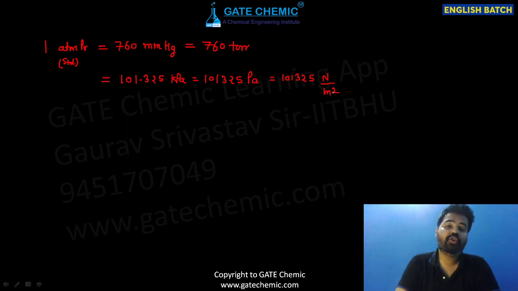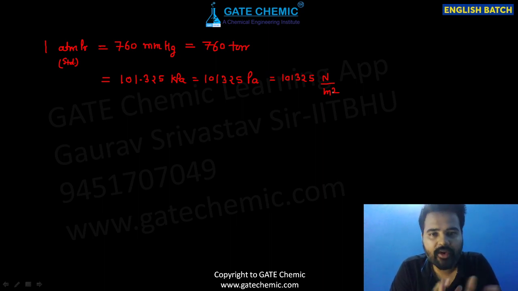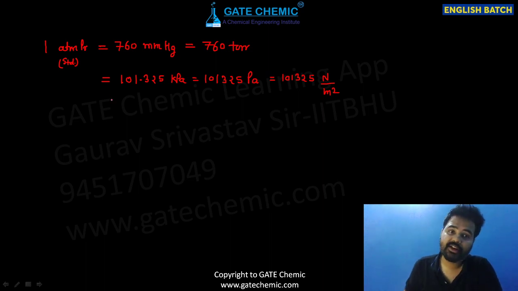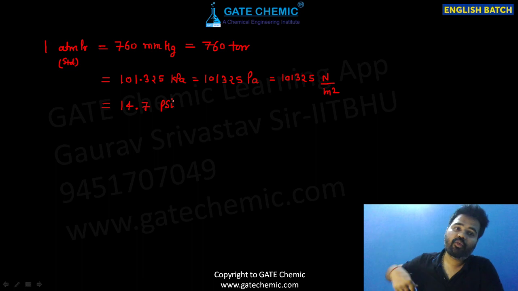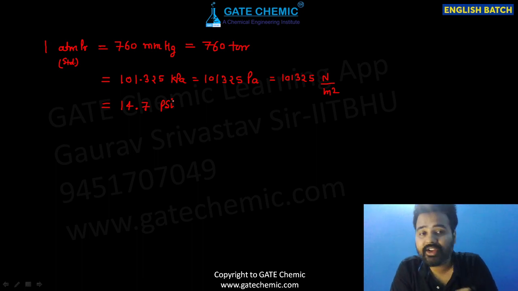That means when you apply 101.325 newton force perpendicular to a unit area, then that pressure equals 1 atmospheric pressure. And also, you can write it in terms of PSI. In terms of PSI, 1 atmospheric pressure equals 14.7 PSI.